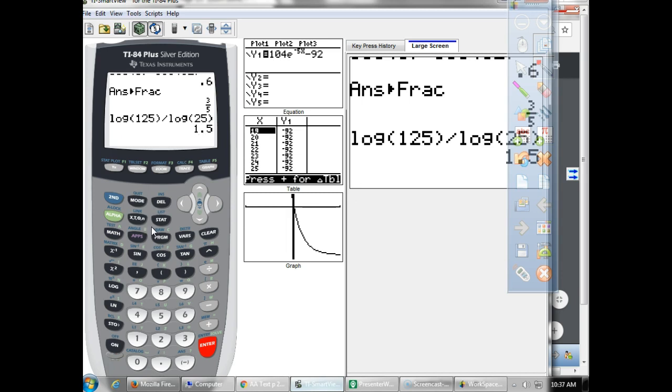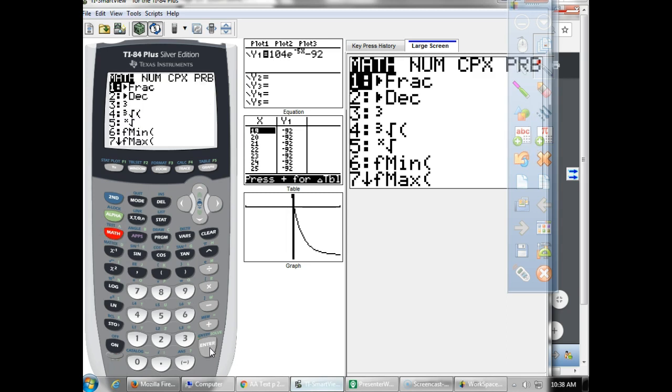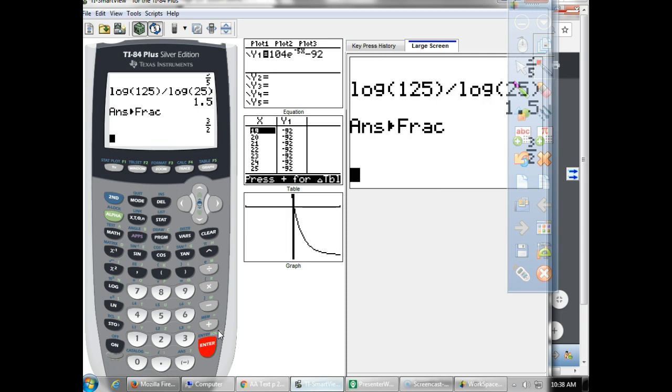And to show you a neat little thing, if you get an answer, obviously y'all know that's 3/2. But what if you don't know how something simplifies? If it can be rewritten as a fraction, you can just do math and press enter, and it will rewrite it as a fraction for you. Cool, huh?